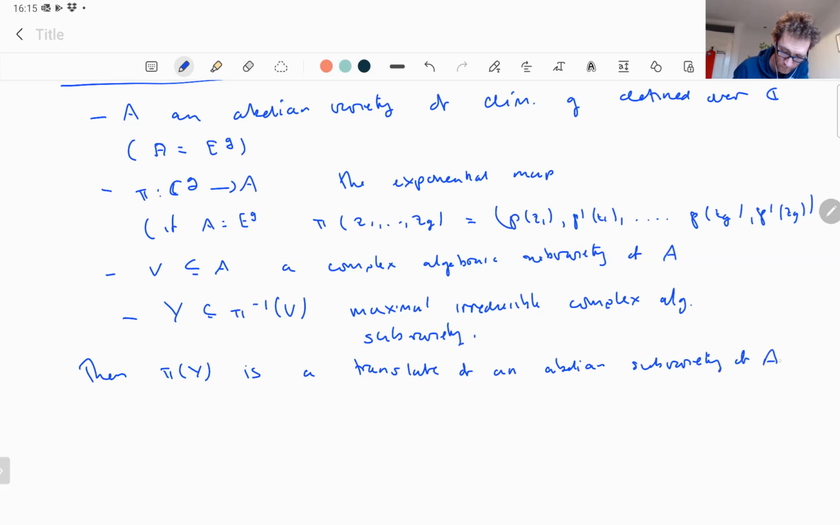Okay, so what's the idea for the proof? The idea is that this condition here is going to mean that Y meets lots of fundamental domains for the lattice. So Omega is going to be the kernel of pi, and the fundamental domain is just a fundamental domain.